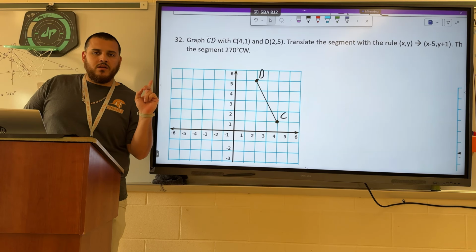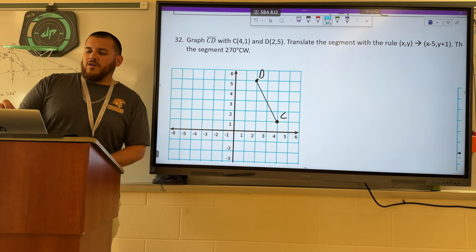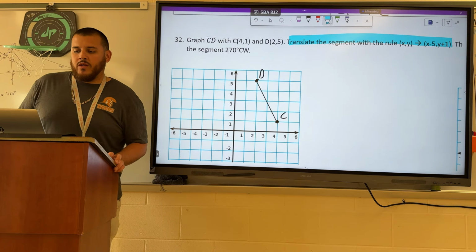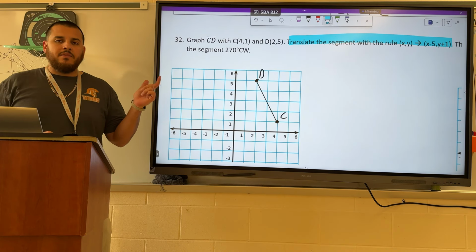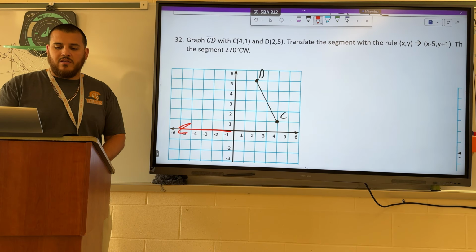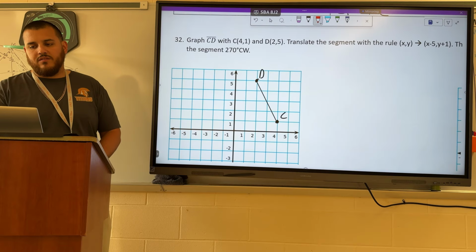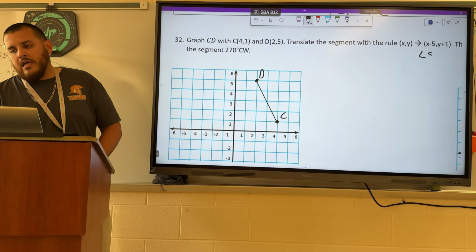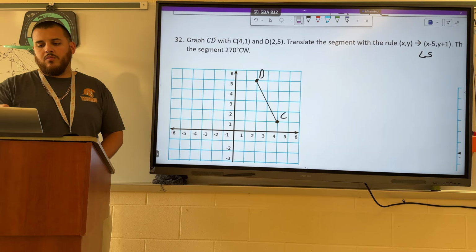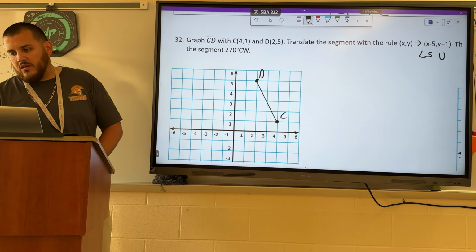In 32, we're reviewing a composition of transformations again. Here we have our pre-image segment CD, and we're asked first to translate it with the rule of x minus 5 and y plus 1. So remember, translation is a slide. That x minus 5 is telling me to go in the negative direction on the x-axis. That is going to the left. So that means go left 5. That y plus 1 is telling me to go in the positive direction on the y-axis. That's going up. So that y plus 1 means go up 1.